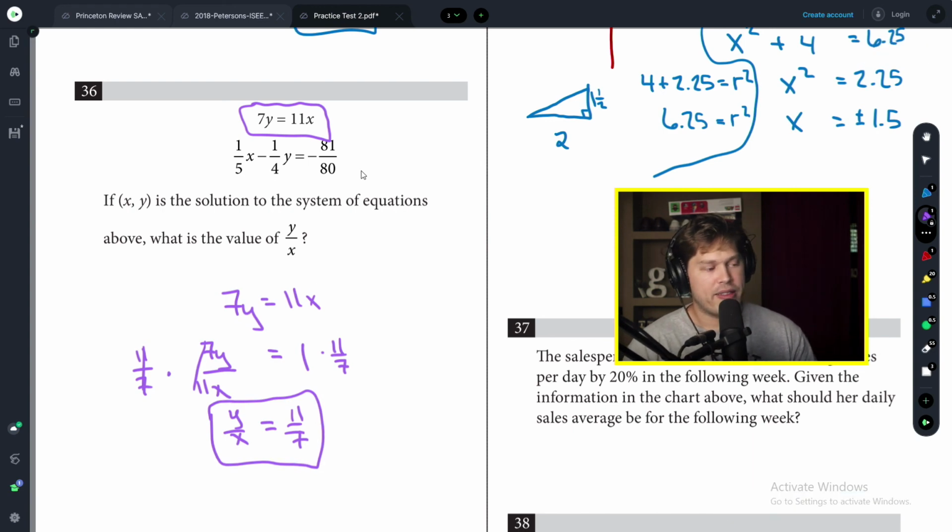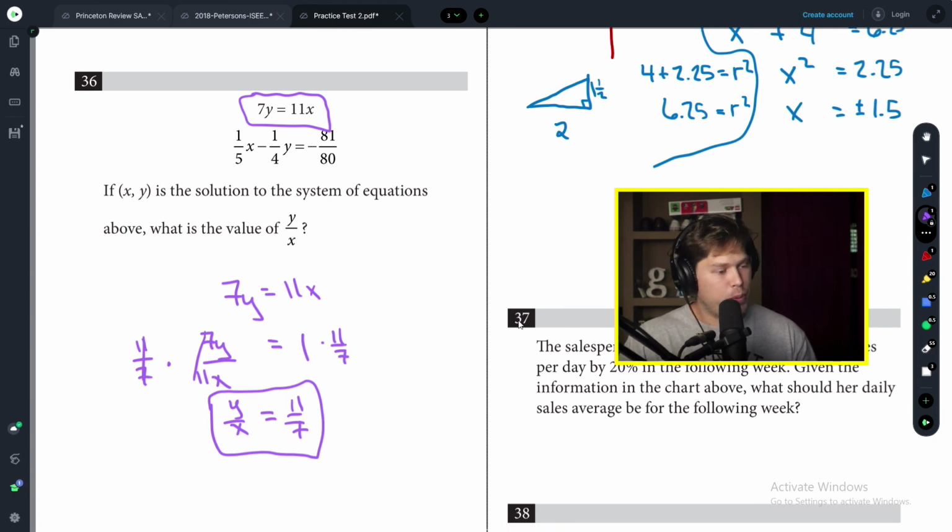Notice that they gave us a system of equations here, but we didn't even really need to use it, because what they're asking for is the value of y over x. So we just have to use one of our equations and manipulate it. We didn't need both equations. So our answer for number 36 is 11/7. Okay, number 37. Two more problems, guys.